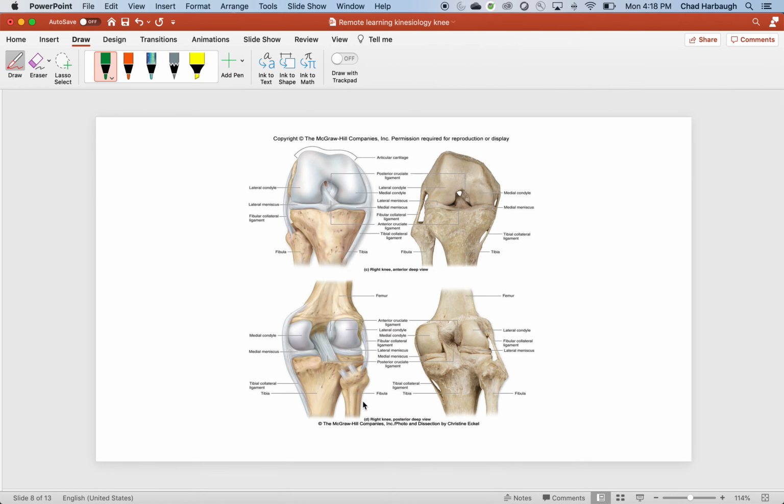adducted position. The MCL, or what they consider to be the tibial collateral. I usually refer to it as the medial collateral ligament. You can see in its size, it's very thick, it's very long. In supporting the tibia, it's preventing the tibia from moving into an abducted position. And this one can be strained most often in injuries such as skiing.